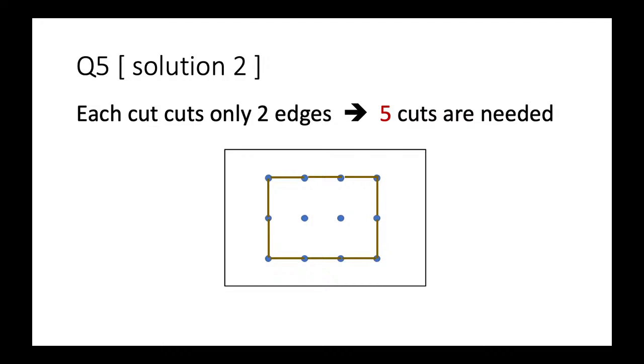And this solution can be generalized for any m and n. So when we have an m by n grid, there will be m minus 1 edges here and n minus 1 edges here. So altogether, there are going to be 2 times the bracket of m minus 1 plus n minus 1 edges. So in such a case, we will need at least m minus 1 plus n minus 1 cuts to separate all the points from each other. Okay, that's all for the solution.